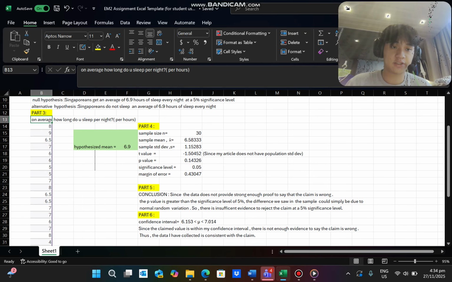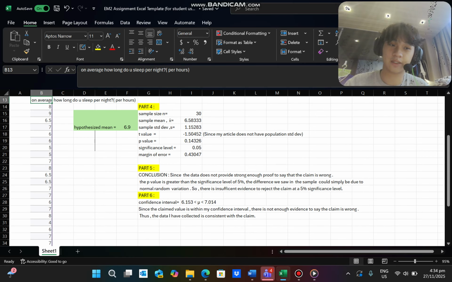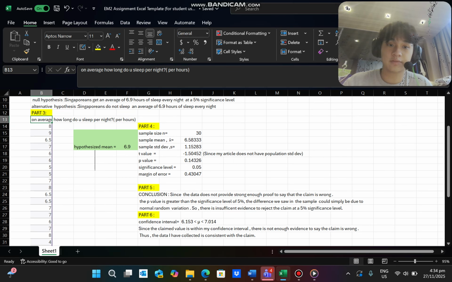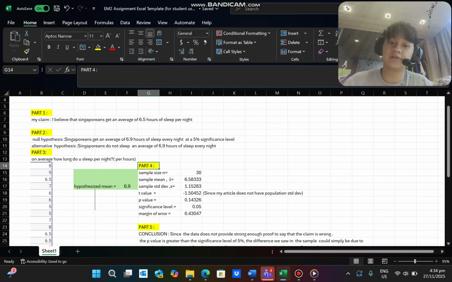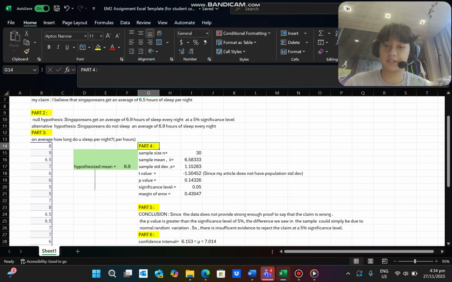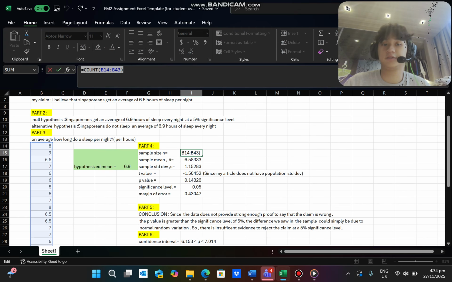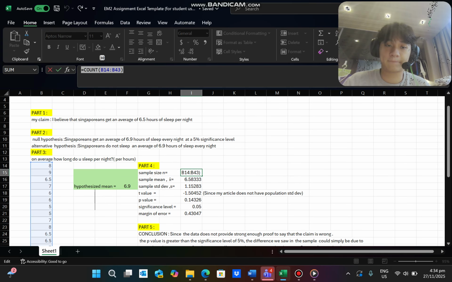For this question, I only asked them a short question of, on average, how long do they sleep per night? These are all the given values, and with the given values, I can do part 4, which is my sample size, where I use the count formula for this.